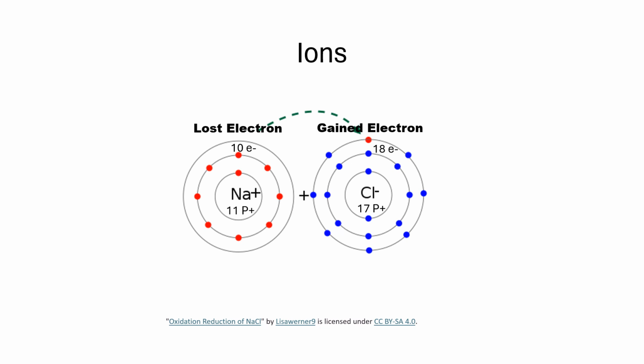It has 11 positively charged protons within its nucleus and 10 negatively charged electrons within its shells. This means it now has a positive charge. Chloride, on the other hand, gained an electron. It now has 18 negatively charged electrons within its shells and 17 positively charged protons within its nucleus. This means it has more negatively charged electrons than positively charged protons, giving it a negative charge.